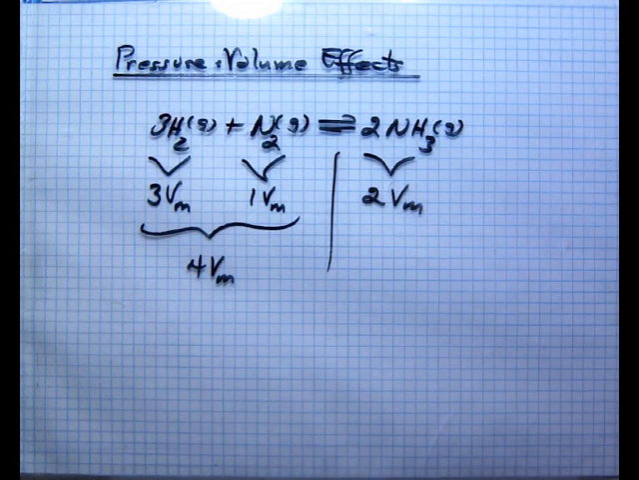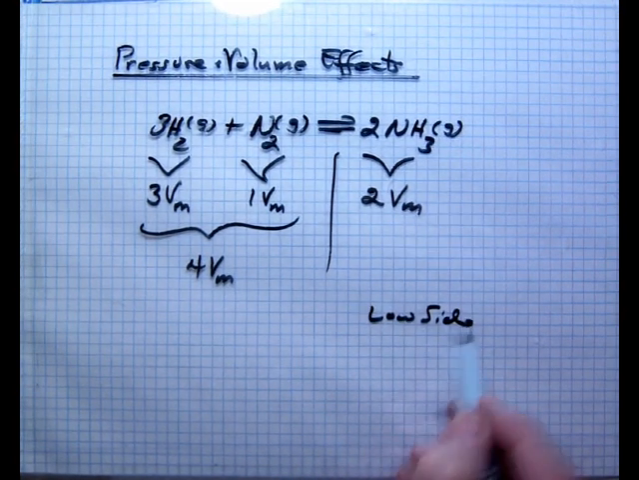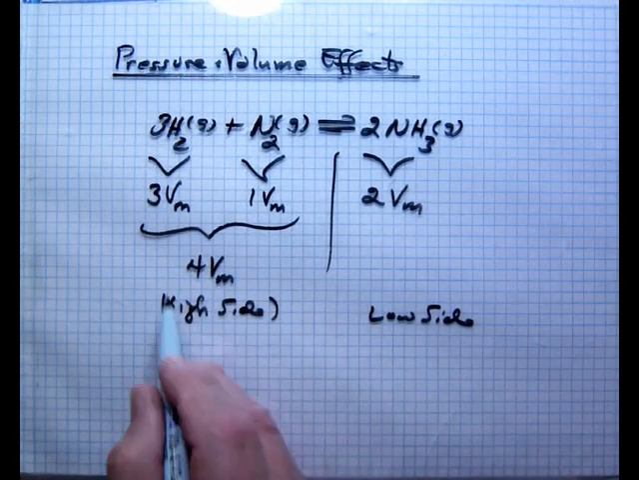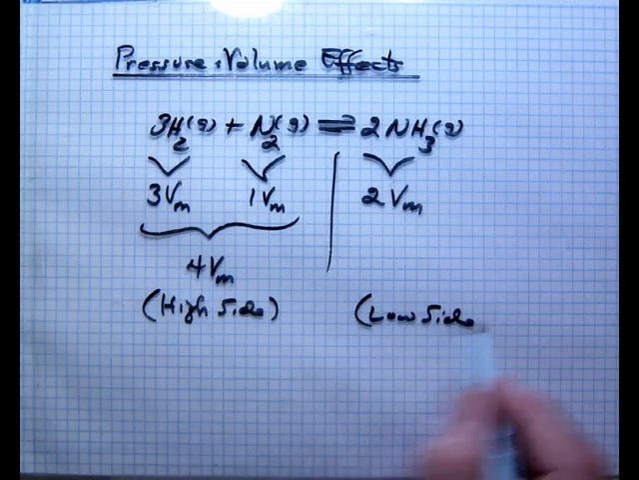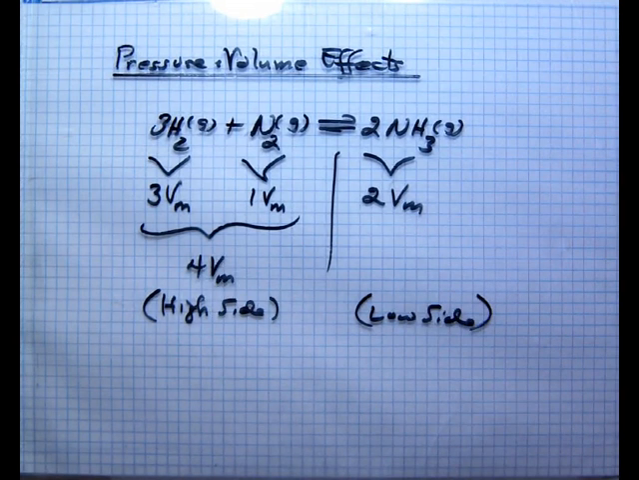Now, in working these equilibrium problems, this is what we call the low side, and this is what we call the high side. Of course, the high refers to the molar volume count, and the high side has 4, and the low side the lower molar volumes.